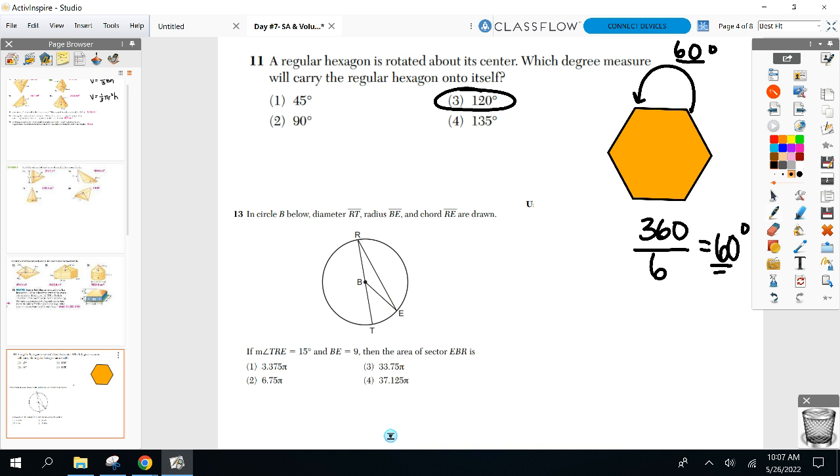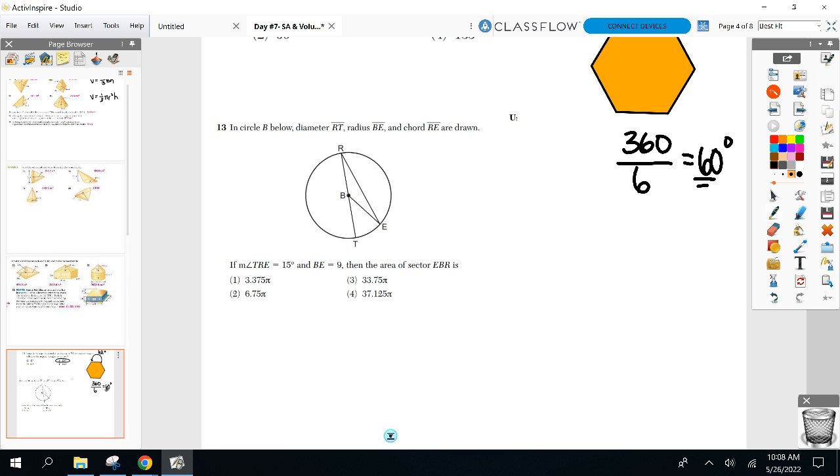Hooray, we're going to need some studs here for number 13. Skip over to 13 here. We're going to need some studs to remember a formula. See if I got any in the house here. Circle question.